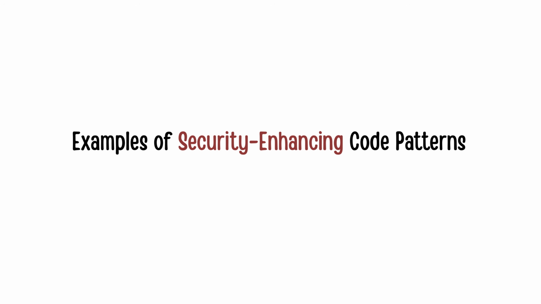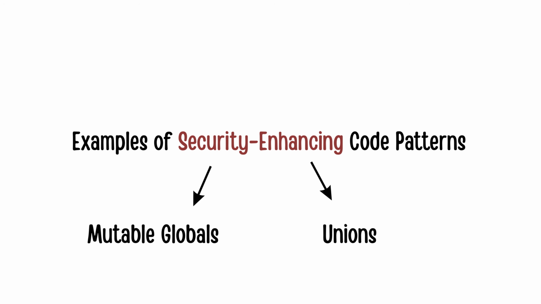Some programming patterns are perfectly legal in C, but are considered unsafe in Rust. This doesn't mean Rust has no way to express the same functionality. Instead, Rust forces the programmer to use a safer abstraction. The researchers focus on 2 examples from their benchmarks: mutable globals and unions. Let's start with mutable global variables.